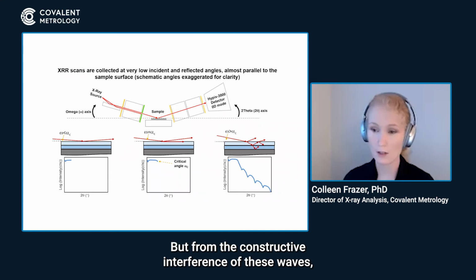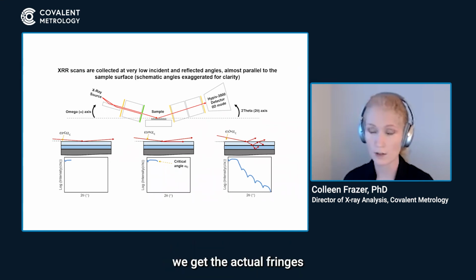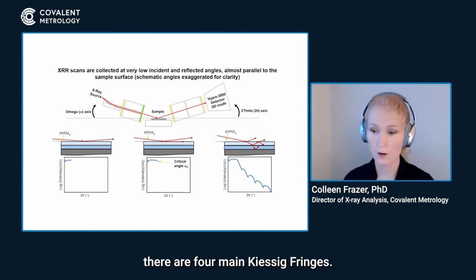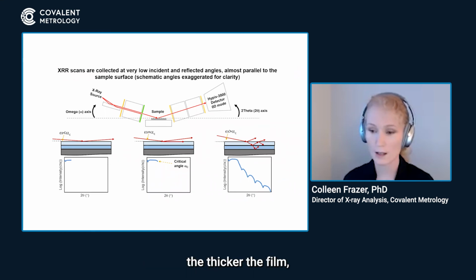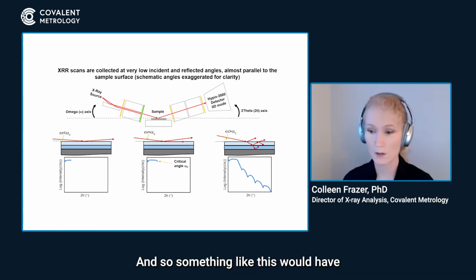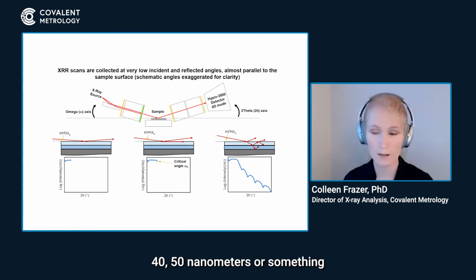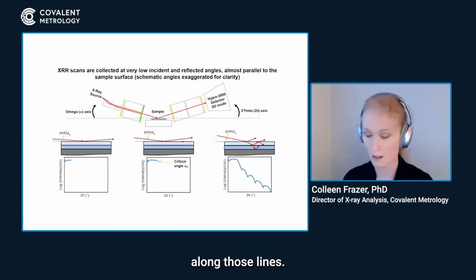But from the constructive interference of these waves, we get the actual fringes and the scan intensity that we can then analyze. In the plot that you see, past the critical angle, there are 4 main Kiessig fringes. Kiessig fringes are spaced such that the thicker the film, the closer together the fringes are, the narrower the spacing. And so something like this would have a thickness of something like 40, 50 nanometers, something along those lines.